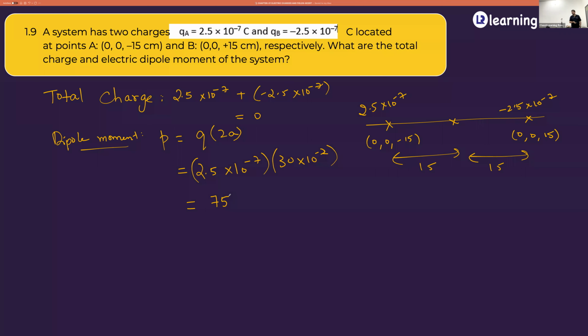Right. So 2.5 into 30 is going to give us 75. So 75 into 10 power minus 9 Coulomb meter. As I told, please keep checking the answer.